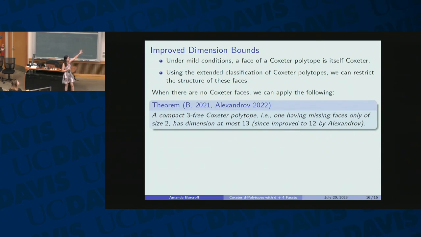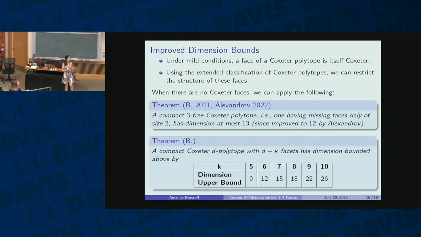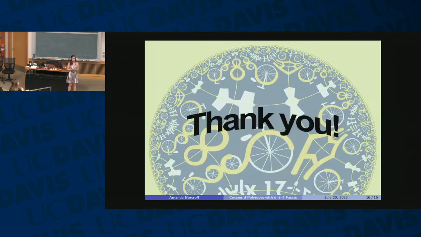And then in the case when you don't really have any nice faces to look at, we also have this other bound on what are called 3-free Coxeter polytopes, those that only have missing faces of size 2. Combining the cases when we can analyze the Coxeter faces and this bound, we obtain improved bounds on the dimensions of compact Coxeter d-polytopes with d plus k facets when k is 5 through 10. But as you can see, there are still some gaps between the lower and upper bounds, even in these cases. So this is a nice open problem for people to work on. There are just so many open problems in this classification that I invite you all to work on. And thank you very much.